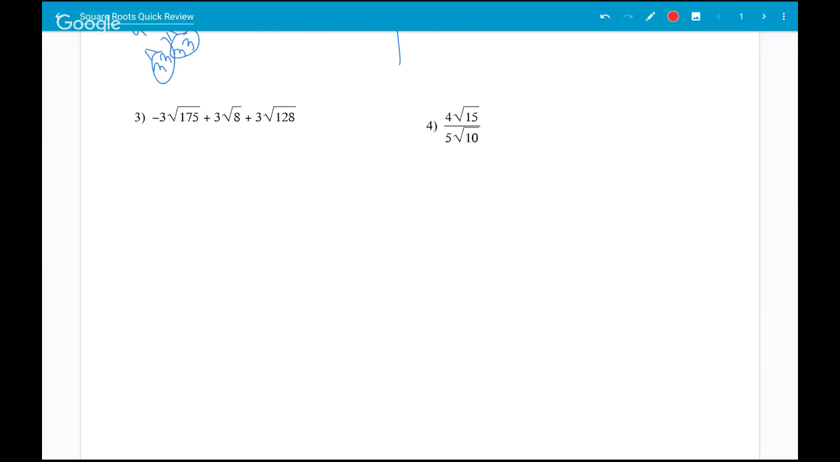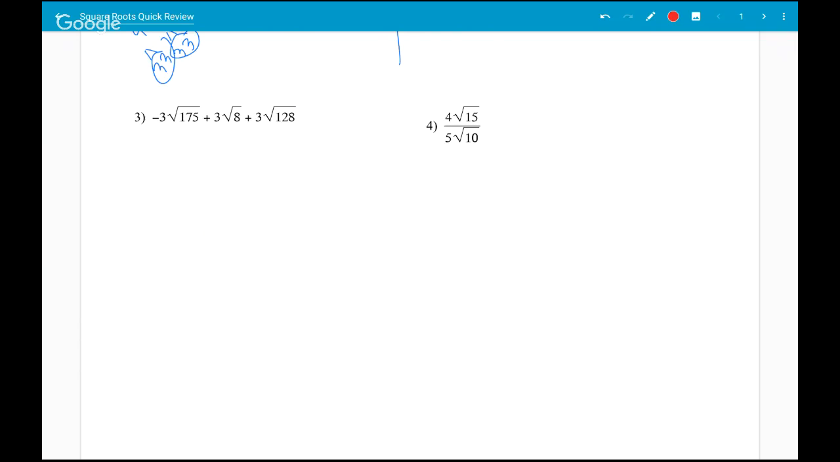For the addition problem down here at number 3, the entire key there is you can't add any of those together in their current state. There's no way to do it. So what you need to do is simplify each of those square roots. And then if after you simplify them, you end up with the same number under the root, then you can combine them. If you don't, then you can't.